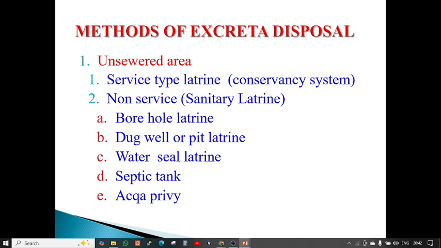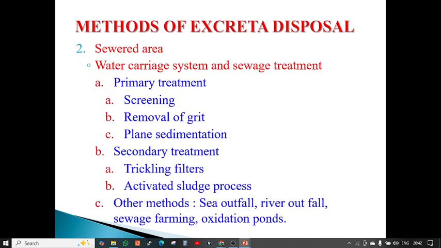Now, the methods of disposal: how can this be disposed of? What are the different methods? On the sewer side, there is the service type of latrine construction system, which is now utilized everywhere, and the non-service type, that is the sanitary latrine, where we utilize an enclosed septic tank. There are borehole latrine, dug well pit latrine, water seal latrine, septic tank, and aqua privy. These are the different secure types of disposal of these materials.